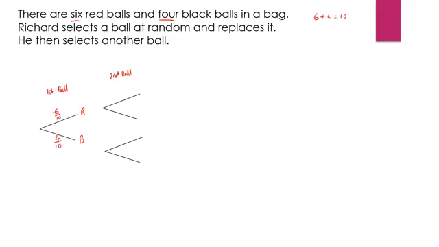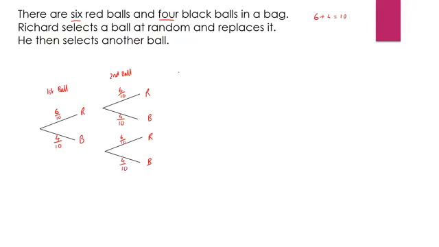We could put these into decimals if we wanted to, so 0.6 and 0.4. But for this example, I'm going to keep them as fractions. Now, when he places the ball back in the bag, he's then going to pick out a second ball. And again, it can either be red or black. So as he's replaced the ball back in the bag, there's still 10 balls in there, 6 red and 4 black. So we can complete our tree diagram.